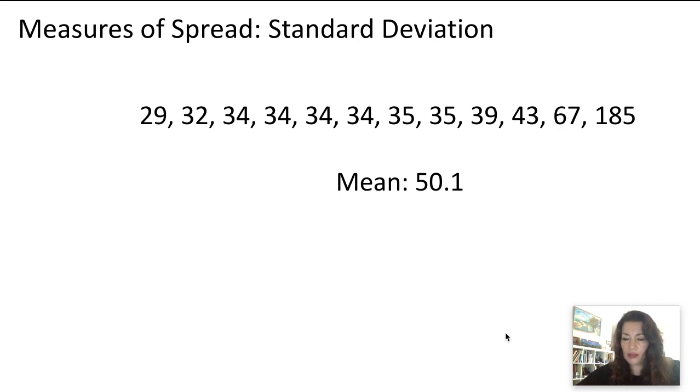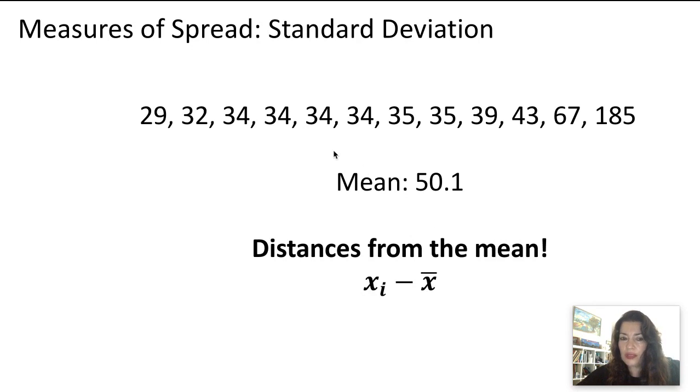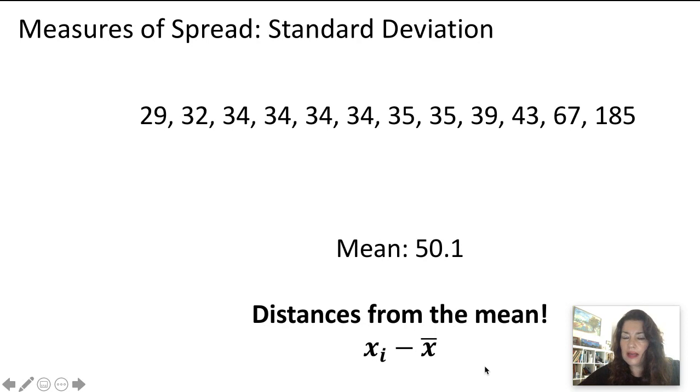Basically, to find the standard deviation, the first thing you want to know is your average, because when you're calculating standard deviation, you want to know how far each observation, or each salary, is from the mean. So the first thing we're going to do is calculate the mean, which we already have, which is 50.1. And then we're going to take each data set value and see how far it is from the mean. So for example, we're going to say 185 subtract 50.1, and then we'll do it for 67 and 43 and so on.